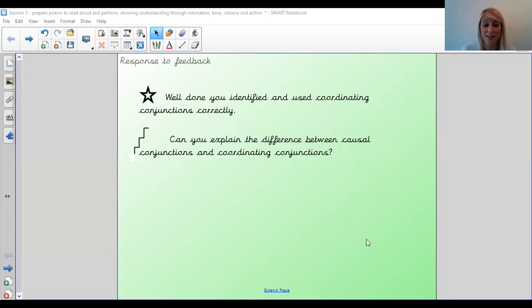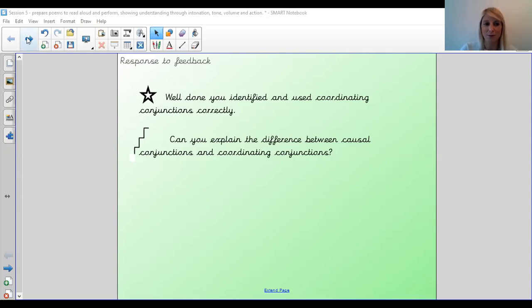So a next step for you all is, can you explain the difference between causal conjunctions, if you remember we used those in our explanation text, and coordinating conjunctions? So you might want to explain it to somebody you're with, or just take a moment to think for yourself, what is the difference between those two types of conjunctions? Perhaps you could give some examples of each too.